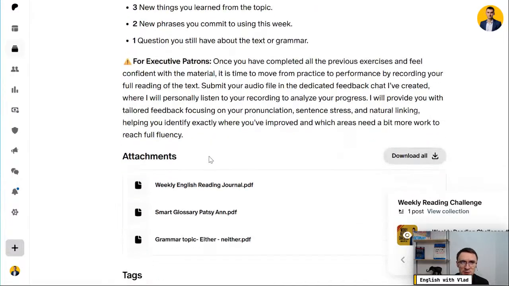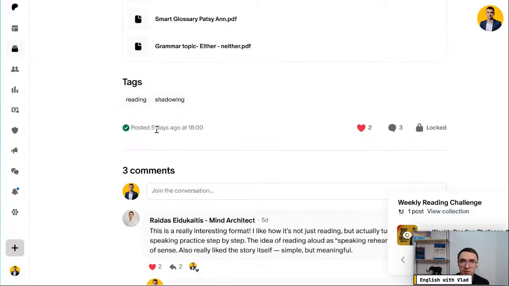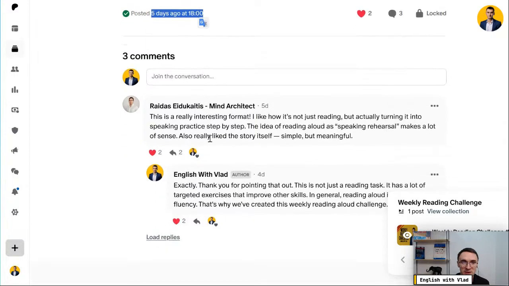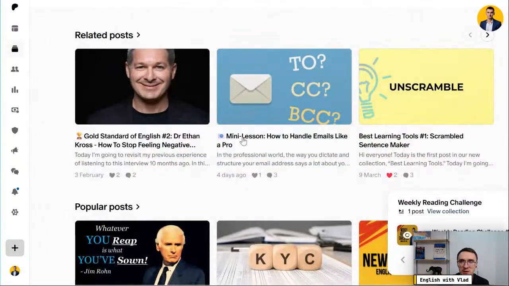In the attachments, you will also see the weekly reading journal. It's a special journal template for you to fill in all of this information: the smart glossary from the text, and one grammar topic, a deep dive into that particular topic. Look, this thing was posted 5 days ago. Some people left comments here already, and you can see here some related posts.